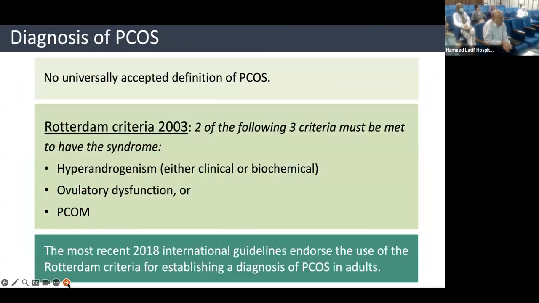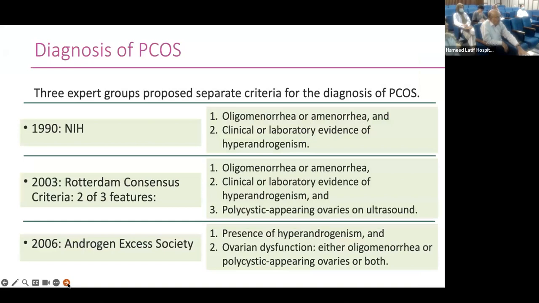Now, the accepted definition of PCOS is written in the second component of this slide, which is the Rotterdam criteria of 2003. That triad of features is hyperandrogenism, ovulatory dysfunction, and polycystic ovarian morphology. If any two of these are present, then you can say that polycystic ovarian syndrome is there. And the most recent international guidelines endorse the use of the Rotterdam criteria for establishing the diagnosis of PCOS. I'll tell you a little bit about this. This is a slide from one of my previous presentations. The national ones are still quoted.